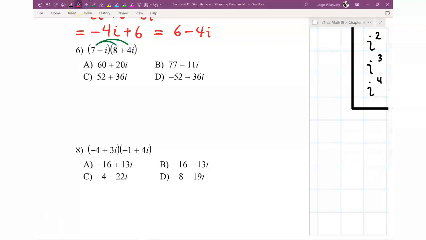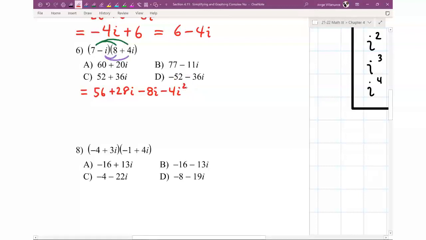All right, so if we multiply 7 times 8, we get 56. 7 times a positive 4i is a positive 28i. And now let's multiply negative i times 8 and negative i times 4i. Negative i times 8 is negative 8i. And negative i times a positive 4i is a negative 4i. Actually, no. What did I mess up on at the end? It should be an i squared, correct. When I looked at it, I thought, whoops, messed up. There should be an i squared there.